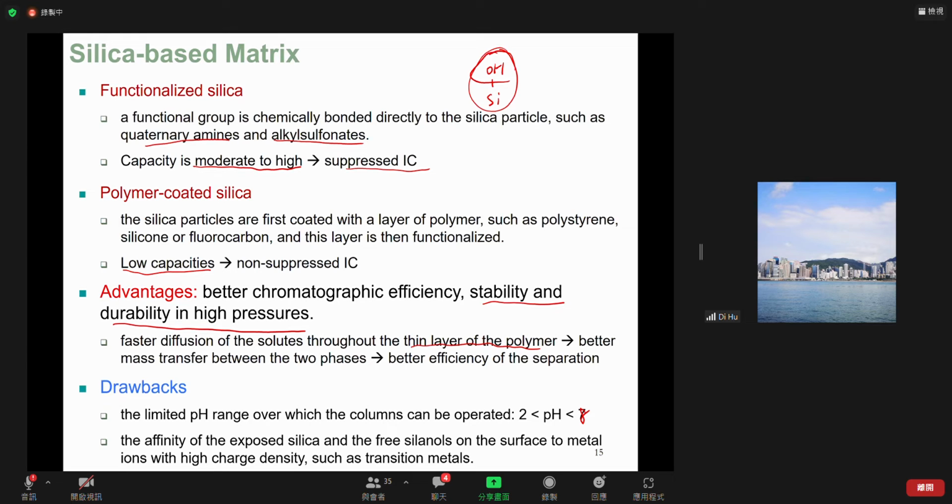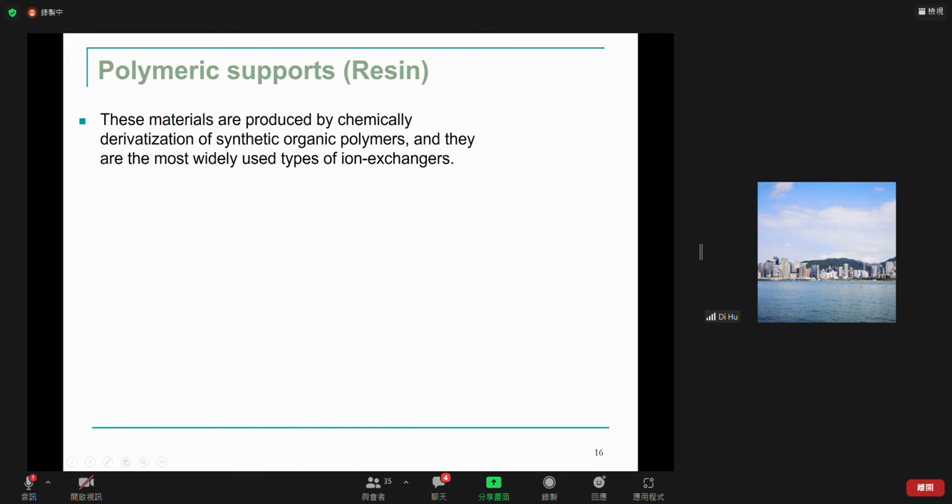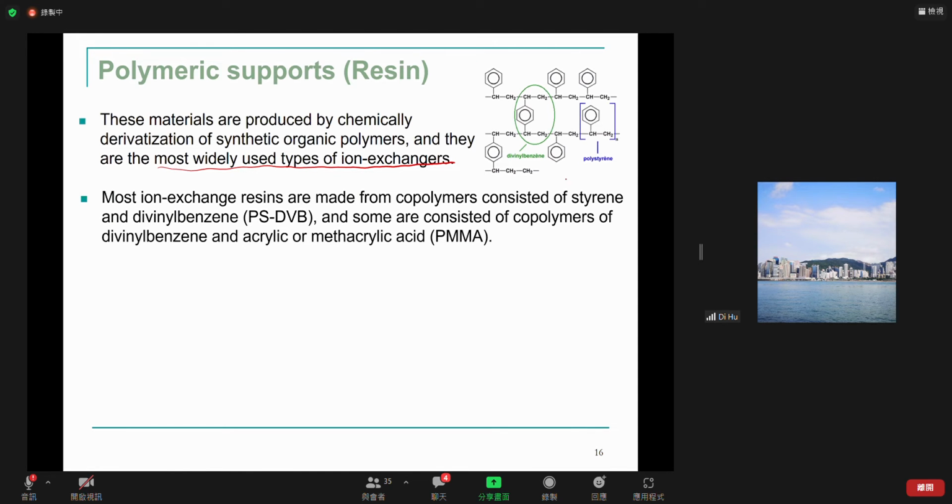Because of the limitation of this silica-based matrix, that comes to the development of the polymer-based matrix. We can also call this one the resin, okay? So what is that? You can see here, the matrix is produced by chemical derivatization of a synthetic organic polymer, and it is the most widely used type of ion exchanger. You can see the structure here.